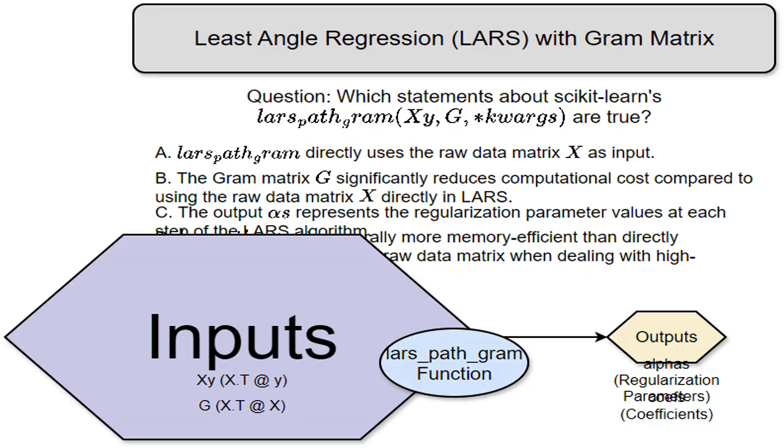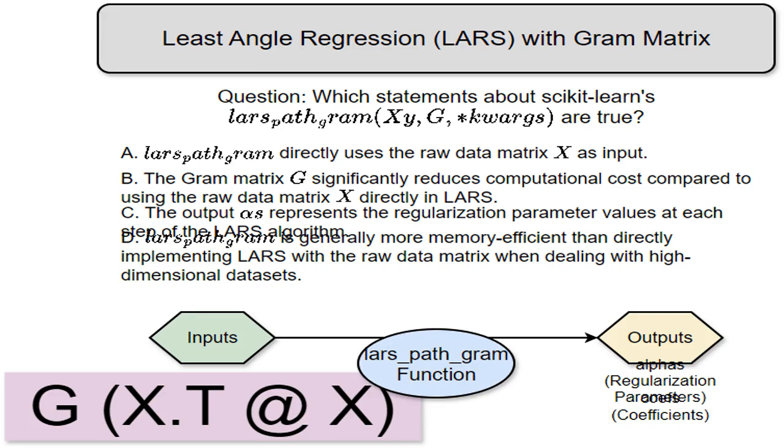This represents the matrix product of the transpose of the data matrix, X, and the target variable vector, Y. I calculate this beforehand to speed up the least angle regression. Think of it as a pre-computed summary of my data's relationship with the target.